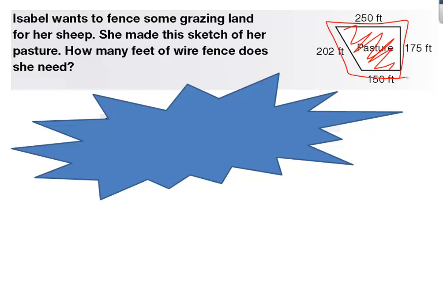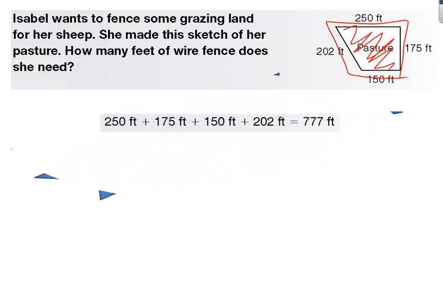Can you find the perimeter for Isabella? Pause the video and see if you get the right answer. You should have gotten 777 feet by adding all 4 sides together.